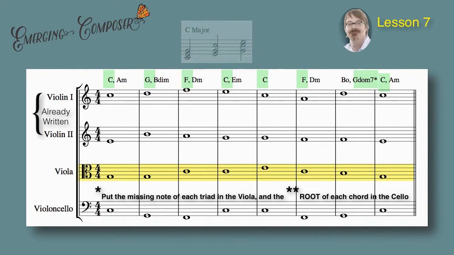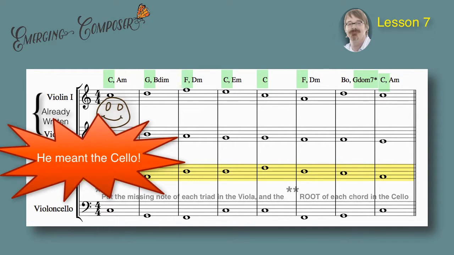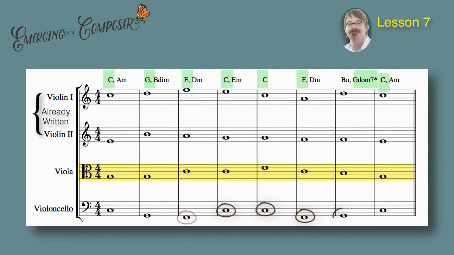Then what I simply did is I went back to the very beginning and I put the root of each chord in the bottom voice, the viola. So it's a C, G, F, C, C, F, G, C. So here is what it's going to sound like. Sounds pretty good, doesn't it?